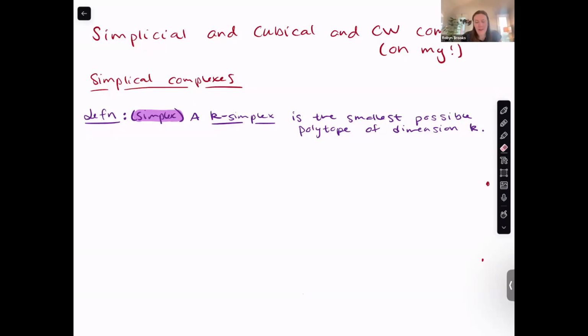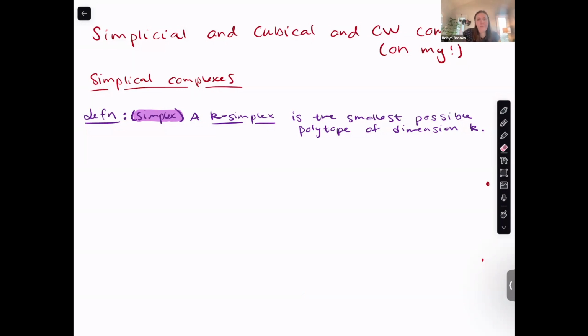Hello, everyone. My name is Robyn Brooks, and today I'm going to be introducing you guys to three types of topological complexes: simplicial, cubical, and CW complexes. As a topological data analyst, I use these types of complexes every day, and I'll explain to you how I use them briefly at the end.